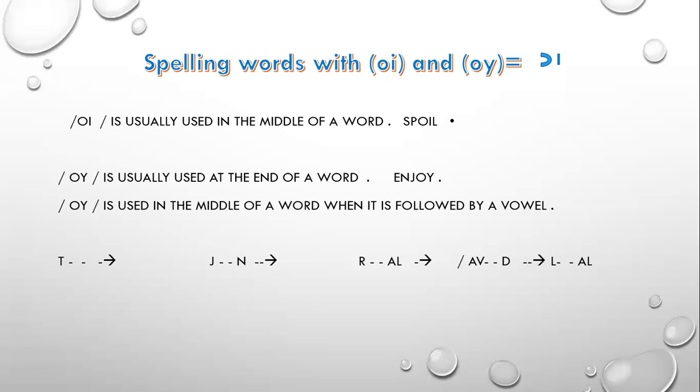Here I have some examples. Look at these examples. We have toy. إجا الفراغ في نهاية الكلمة فبتحطها على طول OY. Join، هنا يمس الفراغ في وسط الكلمة فعشان هيك بدنا نحطها OI. Royal، إجا الفراغ في وسط الكلمة لكن انتبه إنه تبعه حرف علة عشان هيك حطيناها OY. Avoid، الفراغ في وسط الكلمة so we put OI, and the last word loyal like royal. We have the sound followed by a vowel, so we put OY. Okay?